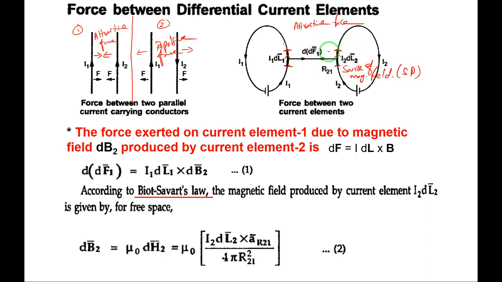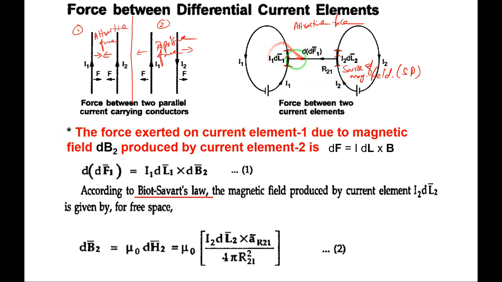This is one case. In another case, we can find out the force exerted on current element 2 due to the magnetic field generated by current element 1. That is vice versa, right? So first we'll concentrate only on this. So this is the source of magnetic field, and we want to find out what is the force experienced or force exerted on current element 1 due to the magnetic field generated by current element 2. Right? The same thing has been written here.